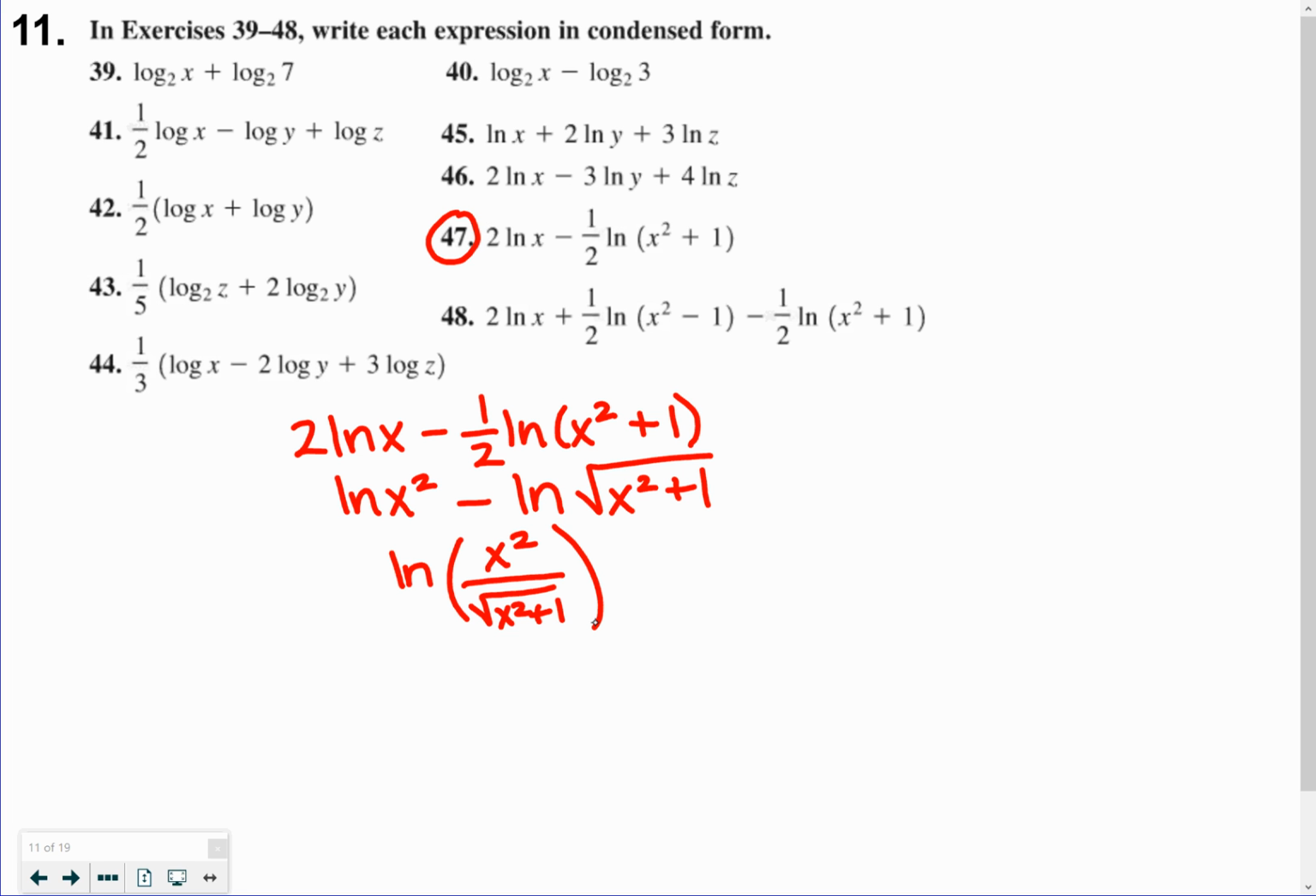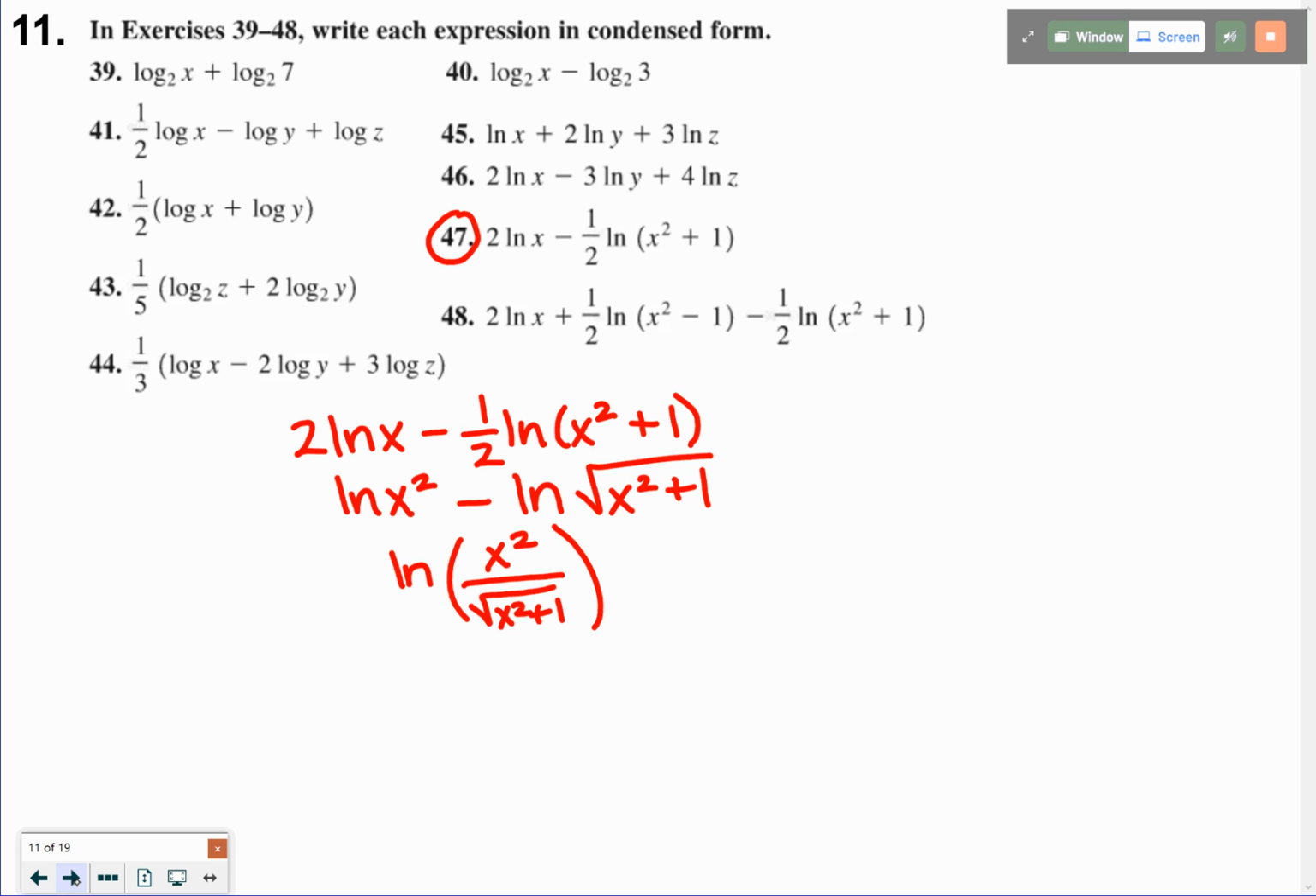And then you can kind of run through the checklist one more time. We have a single log really at the end, though, with nothing in front of it, so that's a quick way to tell that you're condensed completely. This is really like the ultimate goal. You want to get as few logs as possible. We've written it as 1 log, so we're good. Okay. Questions condensing.